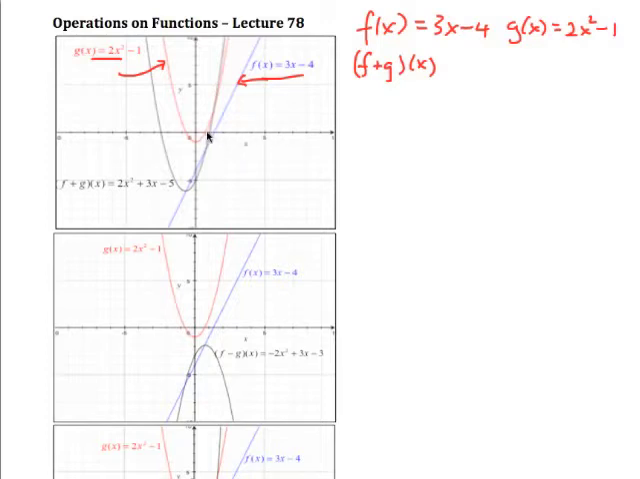let's see our scale here, so it's 1, 2, 3, 4, 5. If you take the point 1, for example, then I can have a value at 1 for our f function here as being 3 by 1 is 3 minus 4 is negative 1. And if I have g of 1 over here, this would be 1 squared is 1, 2 times 1 is 2, minus 1 is 1. And so when I add those two together, I get f of 1 plus g of 1 gives me 0.